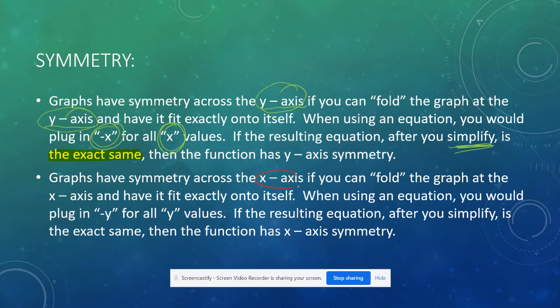So we have x-axis symmetry if you can fold the graph at the x-axis and have it fit directly onto itself. If you are looking at an equation, you would have to plug in negative y for all y values. And then when you simplify, the equation is the exact same right here. The exact same. Sorry, I thought I had my highlighter.